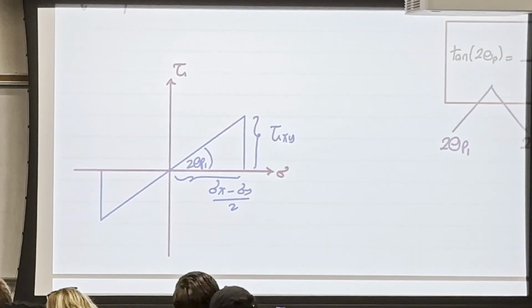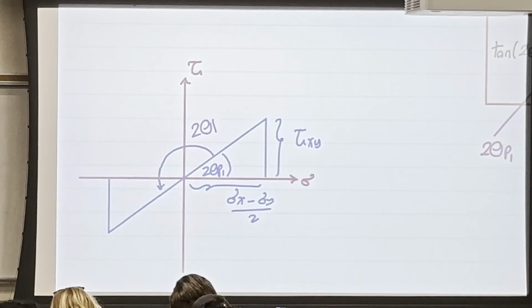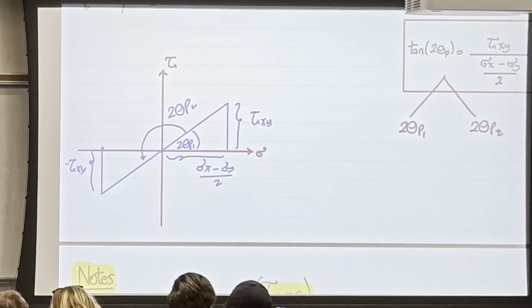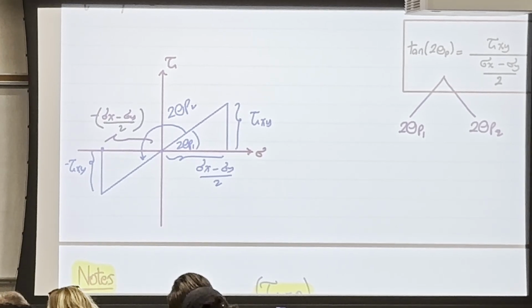You remember it? All students take calculus? Okay. And then I do have this 2 theta p2, and now I do have tau xy, but I'm going to call it negative because tau is down, and the y-axis was down. And this point, which is here, I'm going to say sigma x minus sigma y over 2, and it's negative. So I created two triangles here.